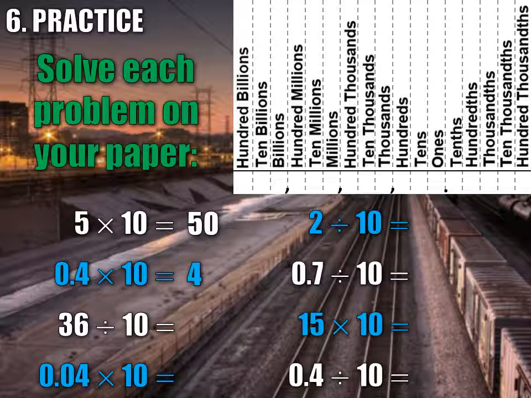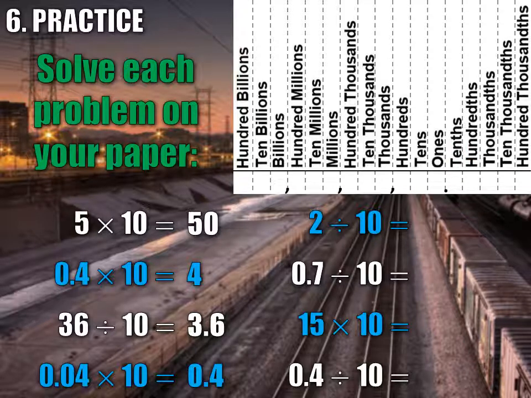36 divided by 10. Right now our number is in the tens place, and since we're dividing by 10, we're going to get smaller. So the number 3, which was in the tens place, will move to be in the ones place, which will give us 3.6. We have the number 0.04 times 10. The number 4 is in the hundredths place, and multiplying times 10 will make it larger, so the number 4 will move to the tenths place.